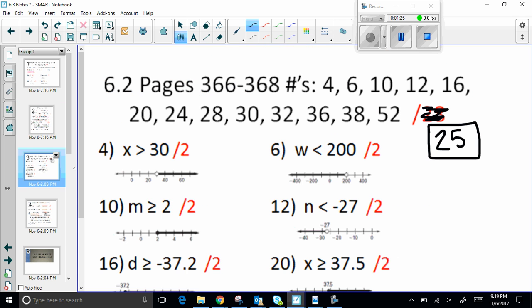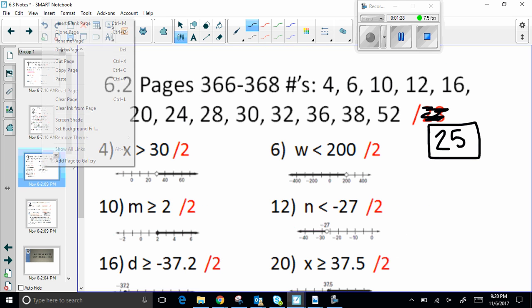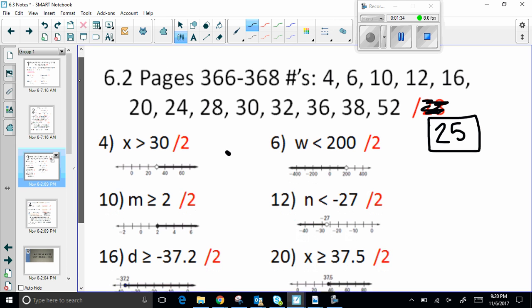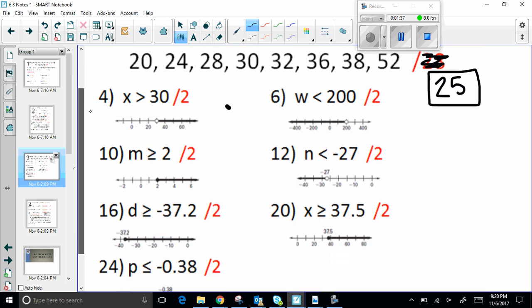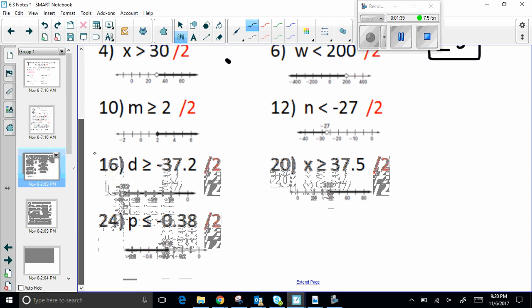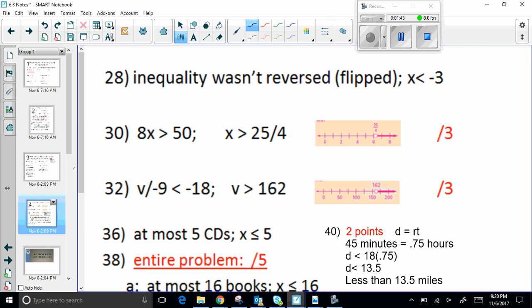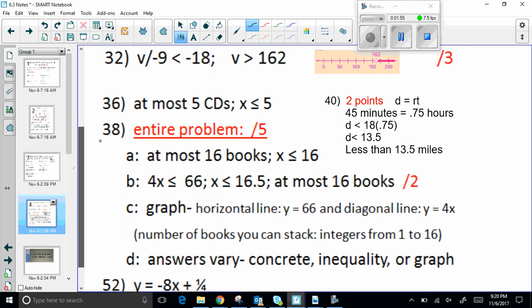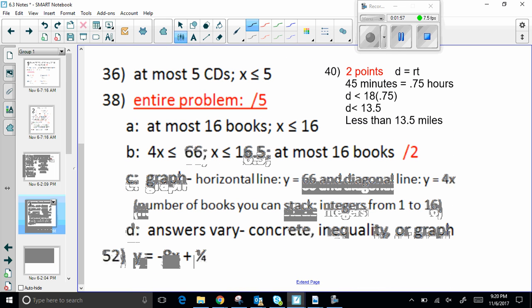For 6-2, we start on page 366, and again, you've got your inequalities here, but also your number lines. Please make sure that your number lines are decent and clear. So I'll go on to the next slide. Again, you've got number lines, you've got inequalities, you've written an inequality, you've solved for the variable, and then you graph it on the number line. And here's the last few problems.